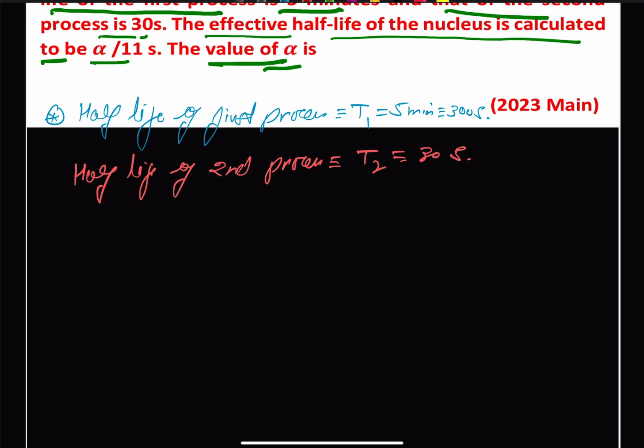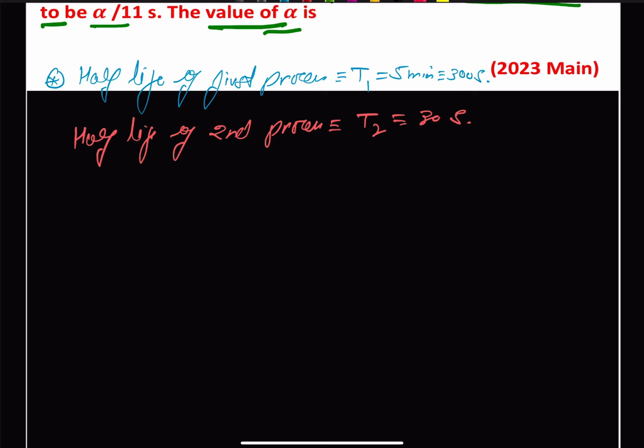So we are going to find out the effective half-life, and in order to find the effective half-life we are going to make use of the decay constant. And we know that the effective decay constant, and please remember this formula is only applicable if there are independent decays, meaning T1 is not dependent upon T2. Okay, in that case we are going to use this particular formula.